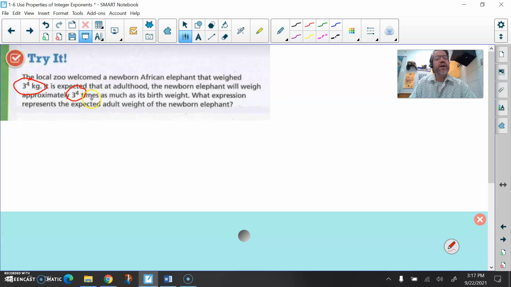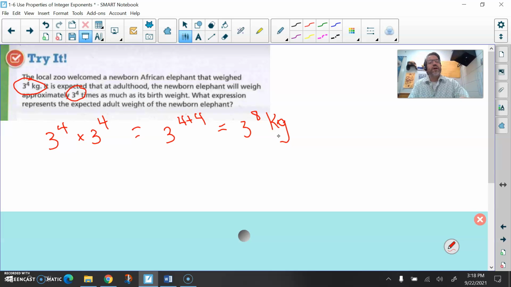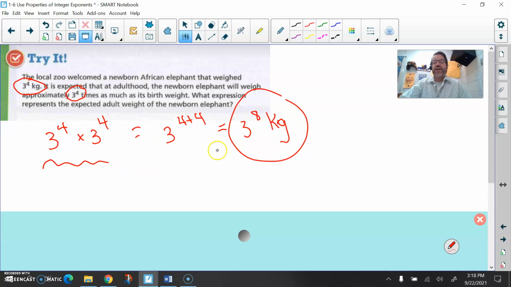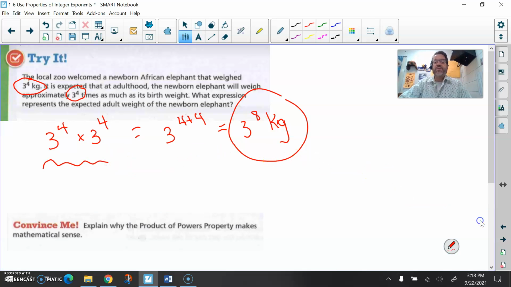Well, if it's 3 to the 4th times as much as its birth weight, then you can take its birth weight, 3 to the 4th kilograms, and you can multiply that by 3 to the 4th kilograms. Now that will equal 3 to the power of 4 plus 4, or 3 to the 8th kilograms. Okay, so an adult elephant would weigh 3 to the 8th kilograms. And yes, you could solve and see what that is, but we're going to leave it just written, expressed with that exponent, 3 to the 8th kilograms.